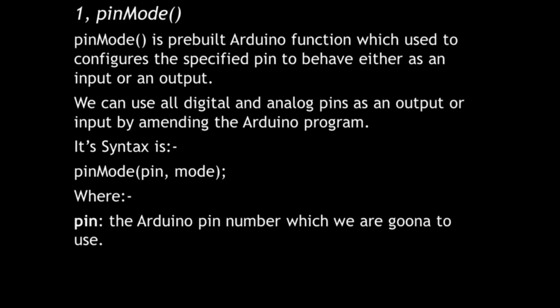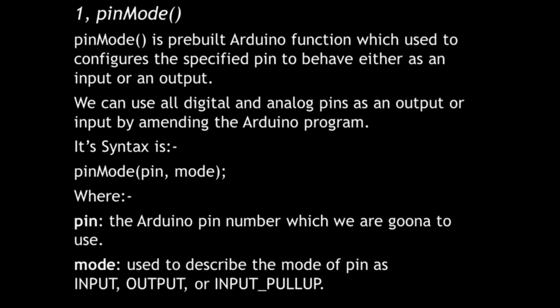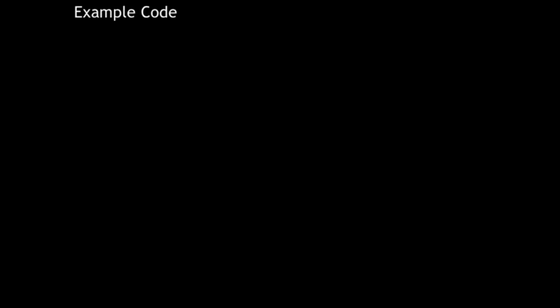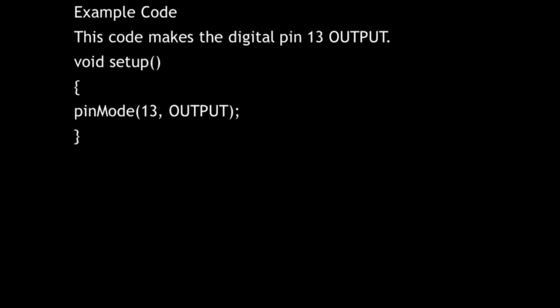The parameter pin is used to describe the Arduino pin number which we are going to work on. Whereas the parameter mode is used to describe the mode of that specific pin as INPUT, OUTPUT, or INPUT_PULLUP. We can use an Arduino pin as input or output in our program, so pinMode is described in void setup as it needs to run only one time.